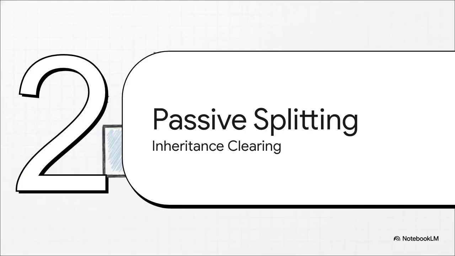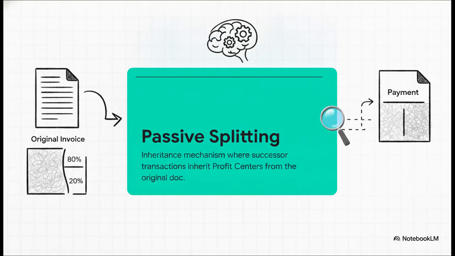Next up, Section 3, passive splitting, known as inheritance-based clearing. Now, a primary posting is really only the beginning. Passive splitting is an inheritance-based mechanism used for successor transactions that happen later down the line. And this brilliantly illustrates the system's memory.